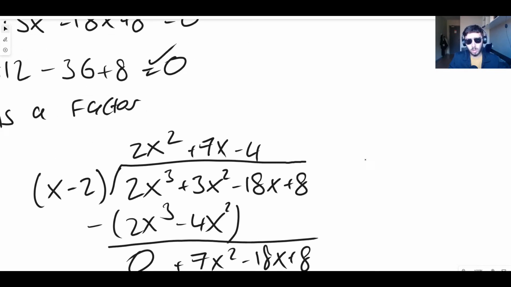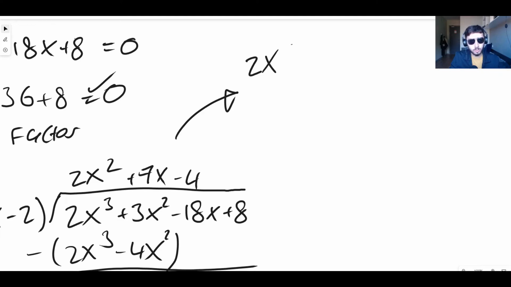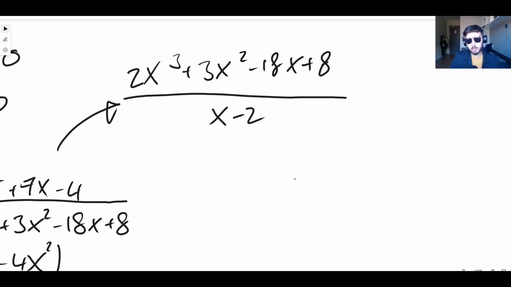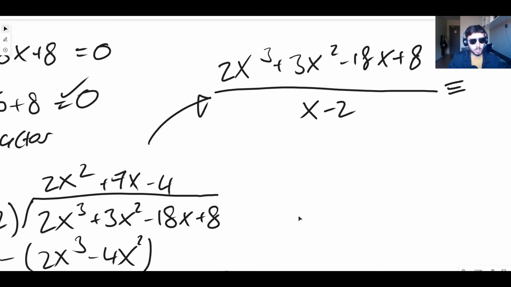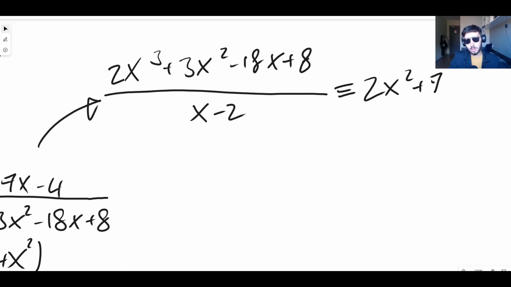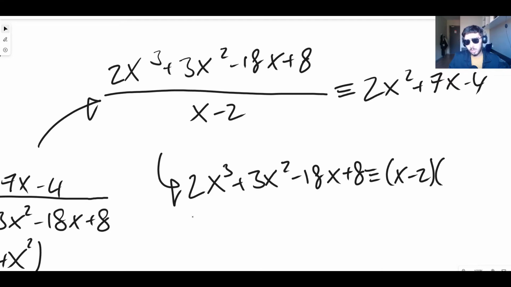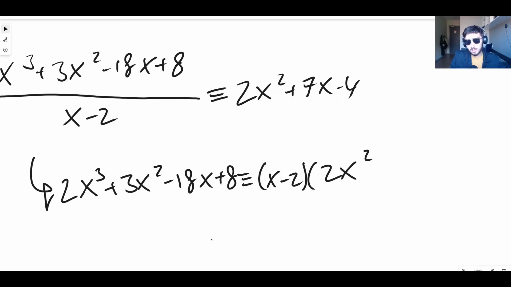Brilliant, amazing. So for convenience, I'm going to come back up here. This is literally what we just did. We just said that 2x cubed plus 3x squared minus 18x plus 8 divided by x minus 2 is identical to 2x squared plus 7x minus 4. That in and of itself implies that if we multiply the left and the right side of the equation by x minus 2, we get that 2x cubed plus 3x squared minus 18x plus 8 is identical to x minus 2 times 2x squared plus 7x minus 4.